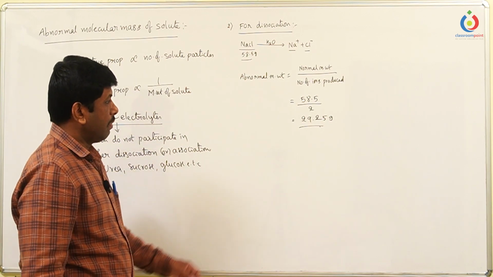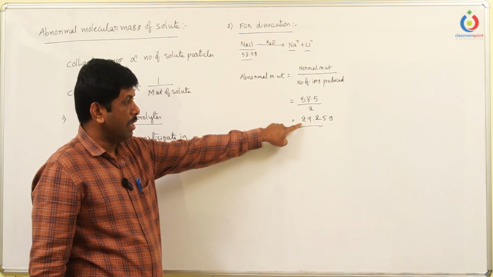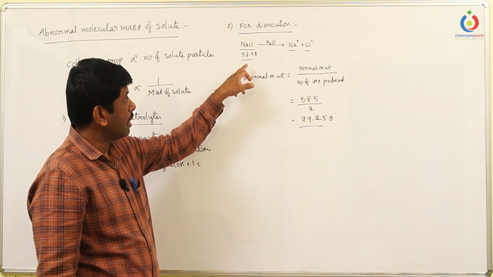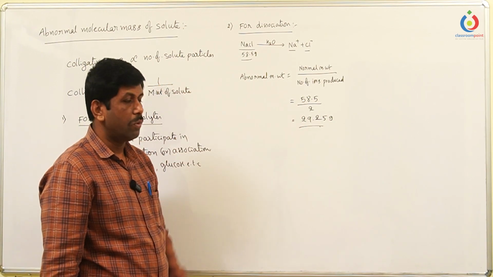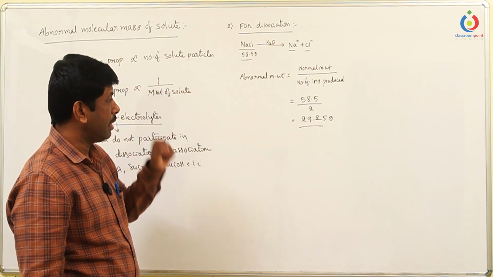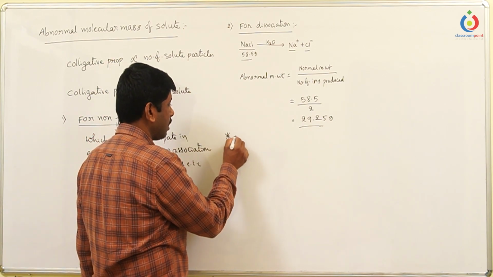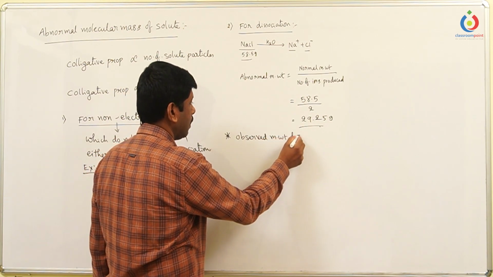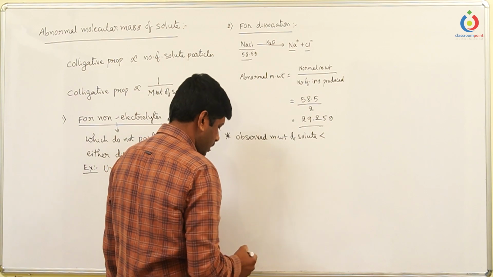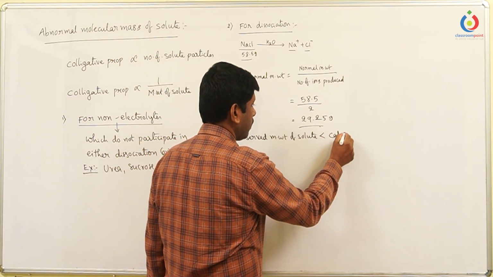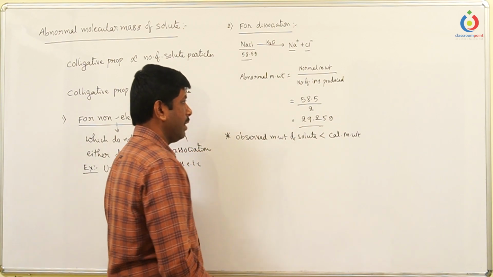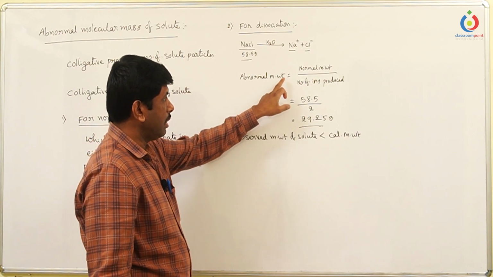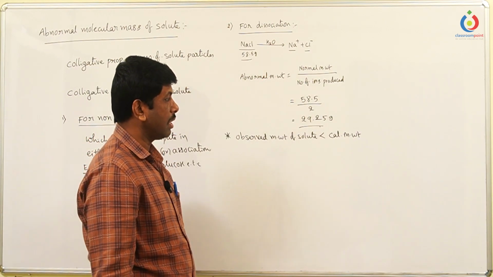So whatever the observed molecular mass, if you experimentally calculate the molecular mass of NaCl using the colligative properties, we don't get 58.5. We get 29.5 gram per mole for the NaCl. That means the observed molecular weight of solute is less than the calculated or normal molecular weight. And here, how many times the molecular mass of the solute decreases is always equal to the number of solute particles it produces.